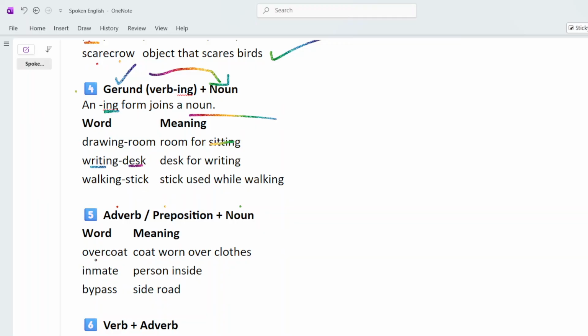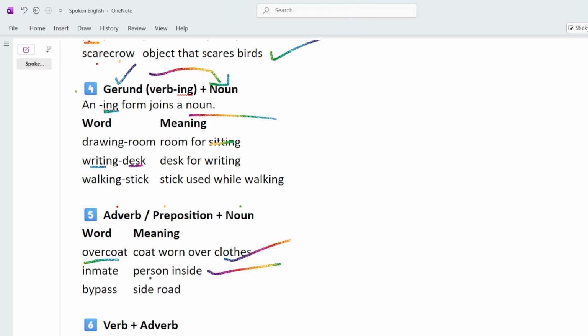Overcoat. Over is a preposition, right? It's a position. Overcoat, a coat worn over clothes. Amazing compound word. Inmate. What is an inmate? It's a prisoner. That's the basic translation of the meaning if you look at inmate. However, inmate can also be used to talk in terms of a prisoner.